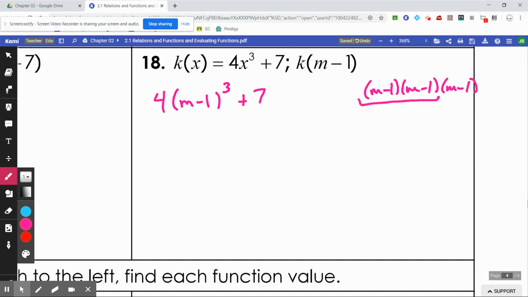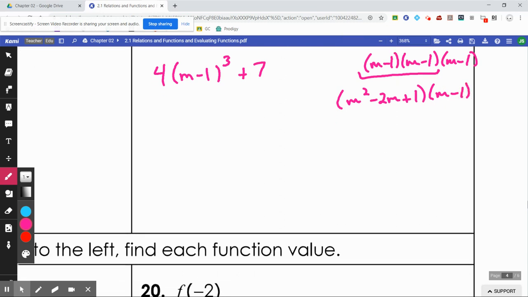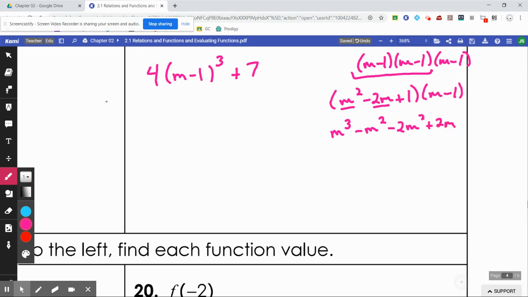Multiply these two together, and I get m squared minus 1m minus 1m would be minus 2m plus 1 times m minus 1. Now we have to distribute the m squared minus 2m plus 1 to m minus 1. M squared times m would be m to the third. M squared times -1 is -m squared. Now distribute -2m gives you -2m squared plus 2m. Now distribute the 1, that would give you plus m minus 1.